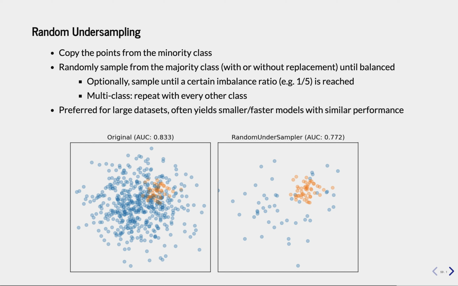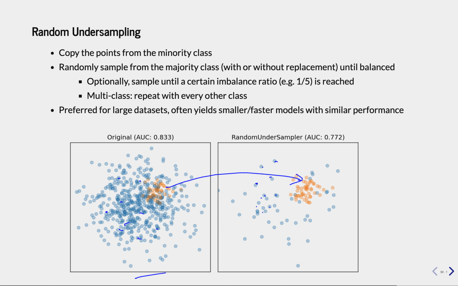The first and simplest technique is called random undersampling. You can see this here in this figure. If this is our original data set, we have a lot of blue points and a few orange points. What we do is we copy over all of the orange points here, and for the majority class, the blue points, we randomly sample some of them, and we add them to our new data set.